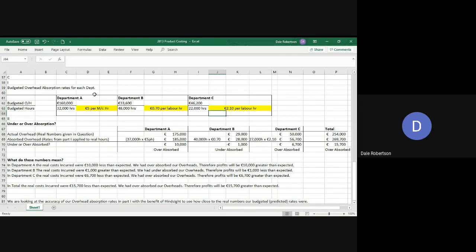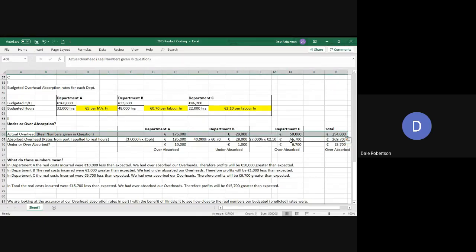Now part two, a little bit complicated here, but we have to look at whether or not we have under or over absorbed, or in other words, have we budgeted correctly, or have we been a bit too generous or a bit too stingy on our overheads for the year. So the first thing you're going to do is put down your actual overheads. Now, I'm going to highlight this across. This is for the three departments and the total.